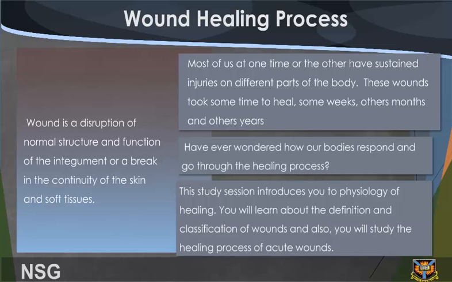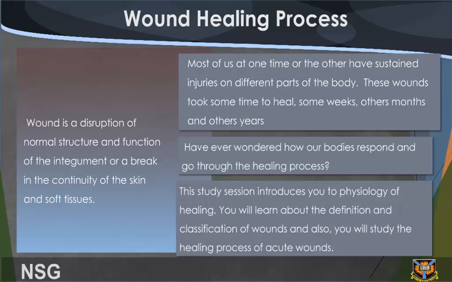A wound is a disruption of normal structure and function of the integument, or a break in the continuity of the skin and soft tissues. Most of us at one time or the other have sustained injuries on different parts of the body. Some took some time to heal, some weeks, others months, and others years. Have you ever wondered how our bodies respond and go through the healing process?